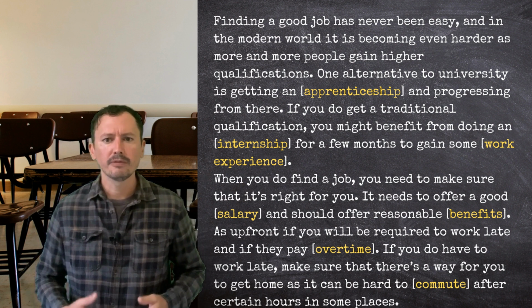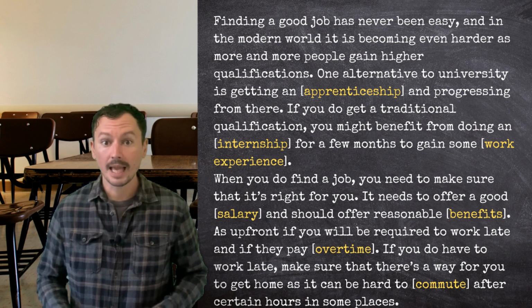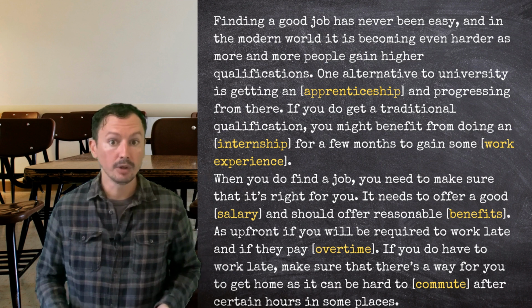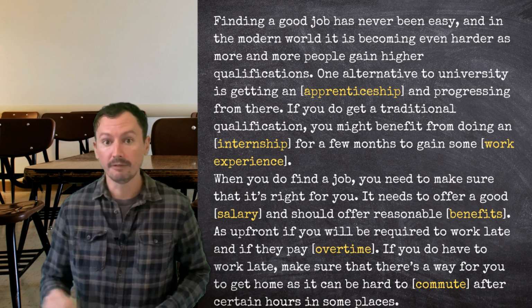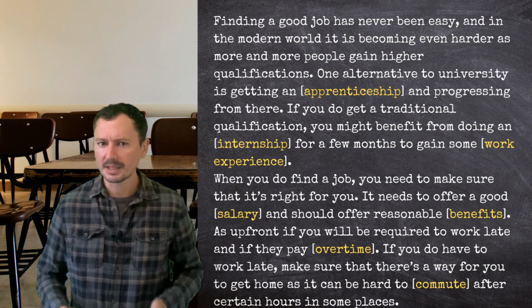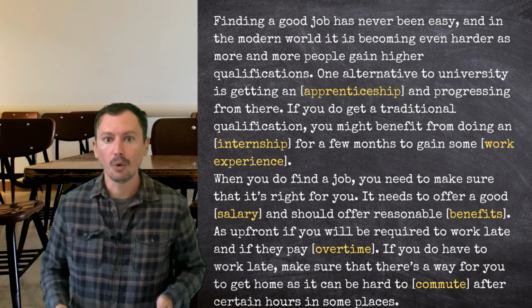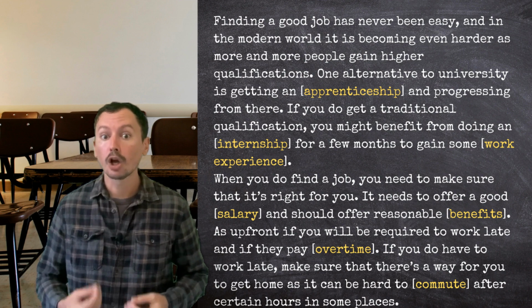We know that number 4 must be salary because we cannot say good wages, and because there is no article before 5, we know it must be a plural word, benefits. I hope that everyone got 6 right because overtime is what you get paid for working late, and when you go home from work, that's part of your commute.